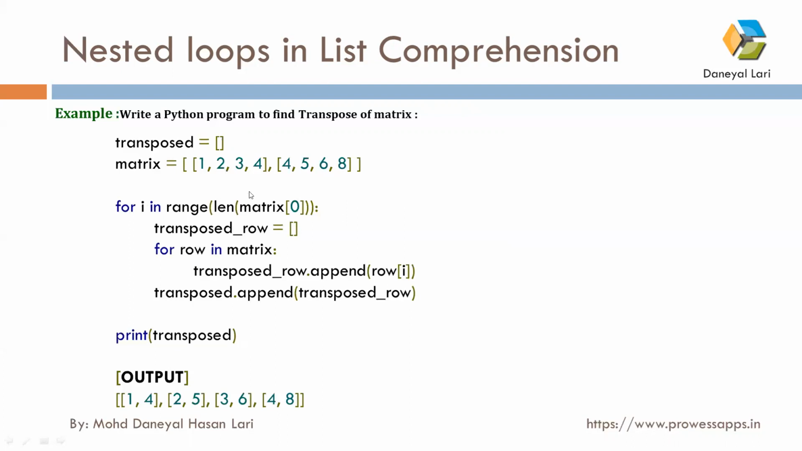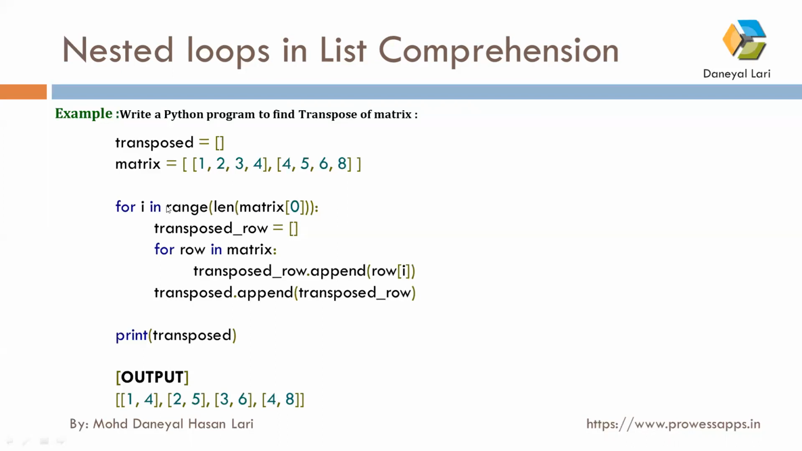First of all, you will write a loop by which you will fetch the elements, meaning the length of the column. The length of the column we can get by using matrix[0]. When we call matrix[0], it will fetch the first row, and we can call the len method. It will calculate the length of the first row, and it will find that it is 4.